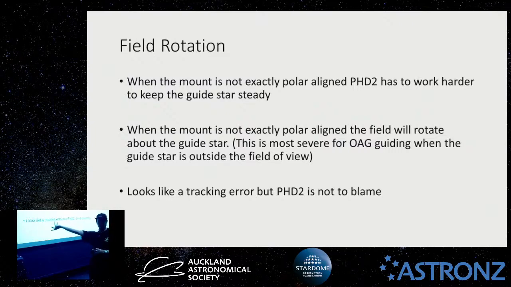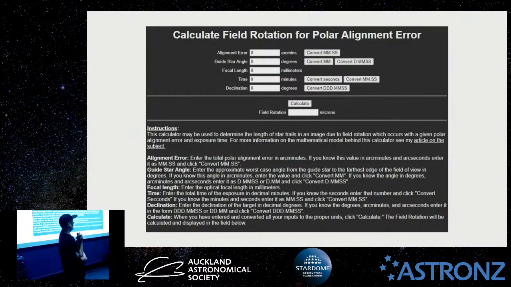So the guide star will stay exactly in the center of the guiding image, but the whole frame will rotate about the guide star. So as far as you can, get good polar alignment. It will reduce the work that PHD2 has to do, and it'll avoid field rotation. How much will it avoid? Well, there's a polar alignment error field rotation calculator on the internet, and you can Google that to find it. Probably don't need to do any calculations. Just make sure your polar alignment is as good as you can get it.